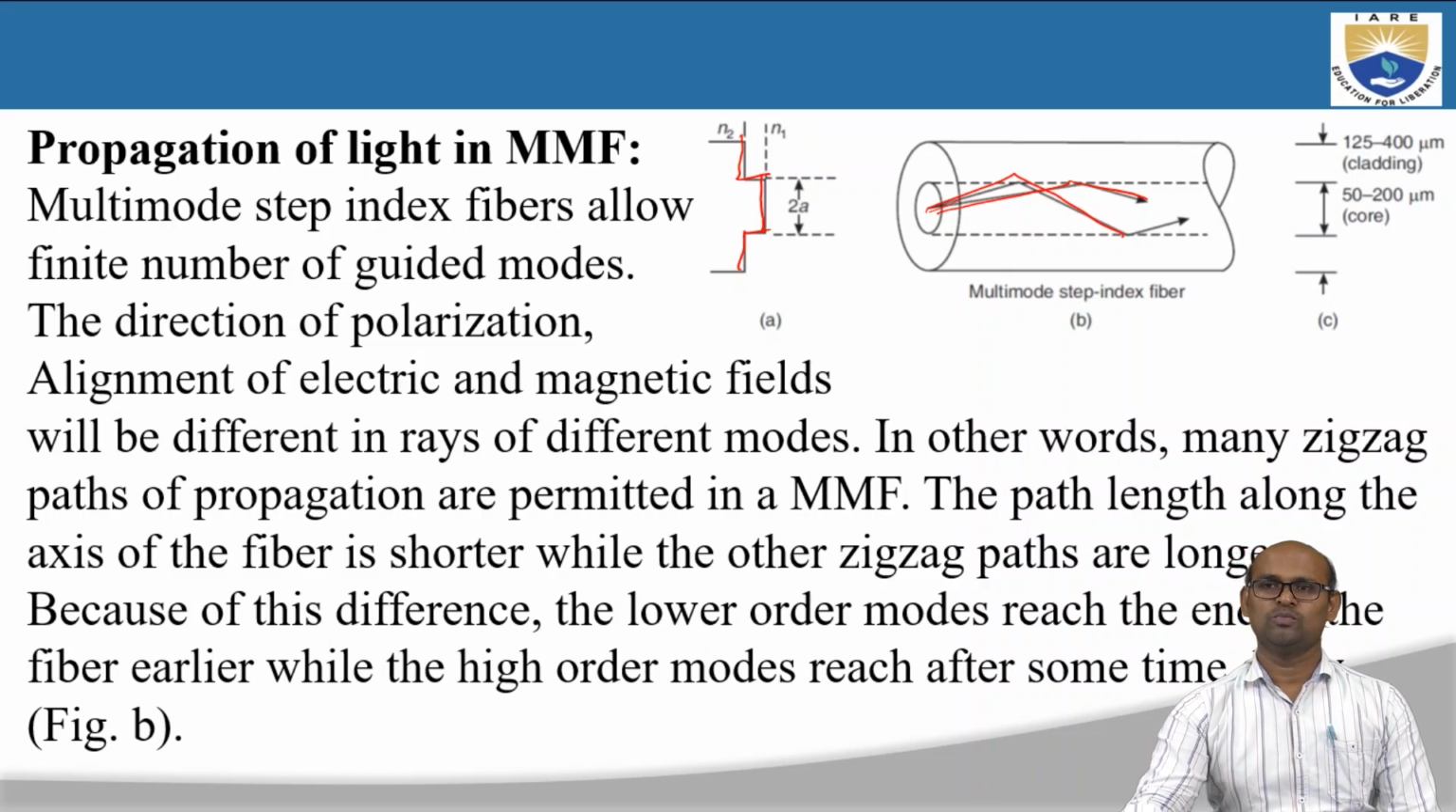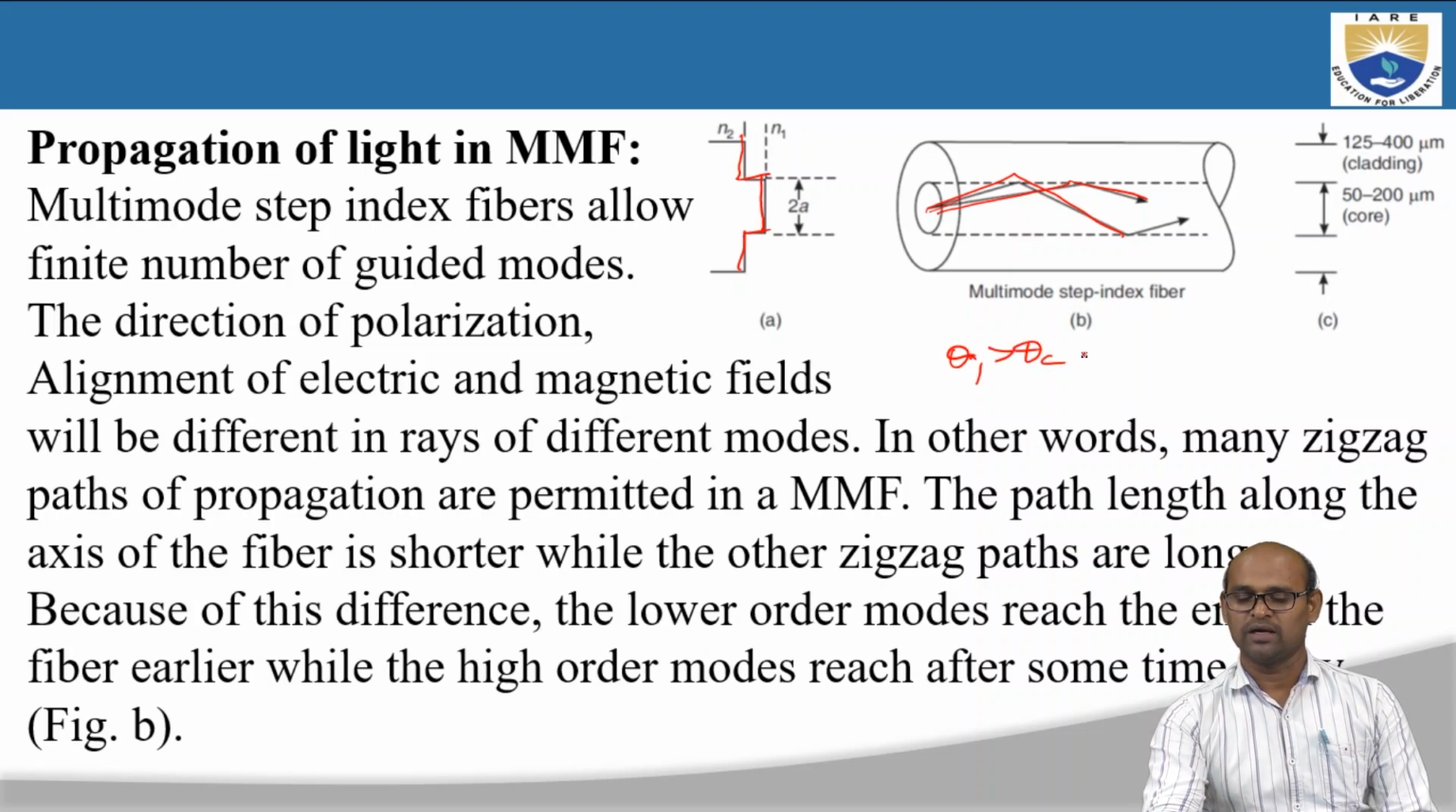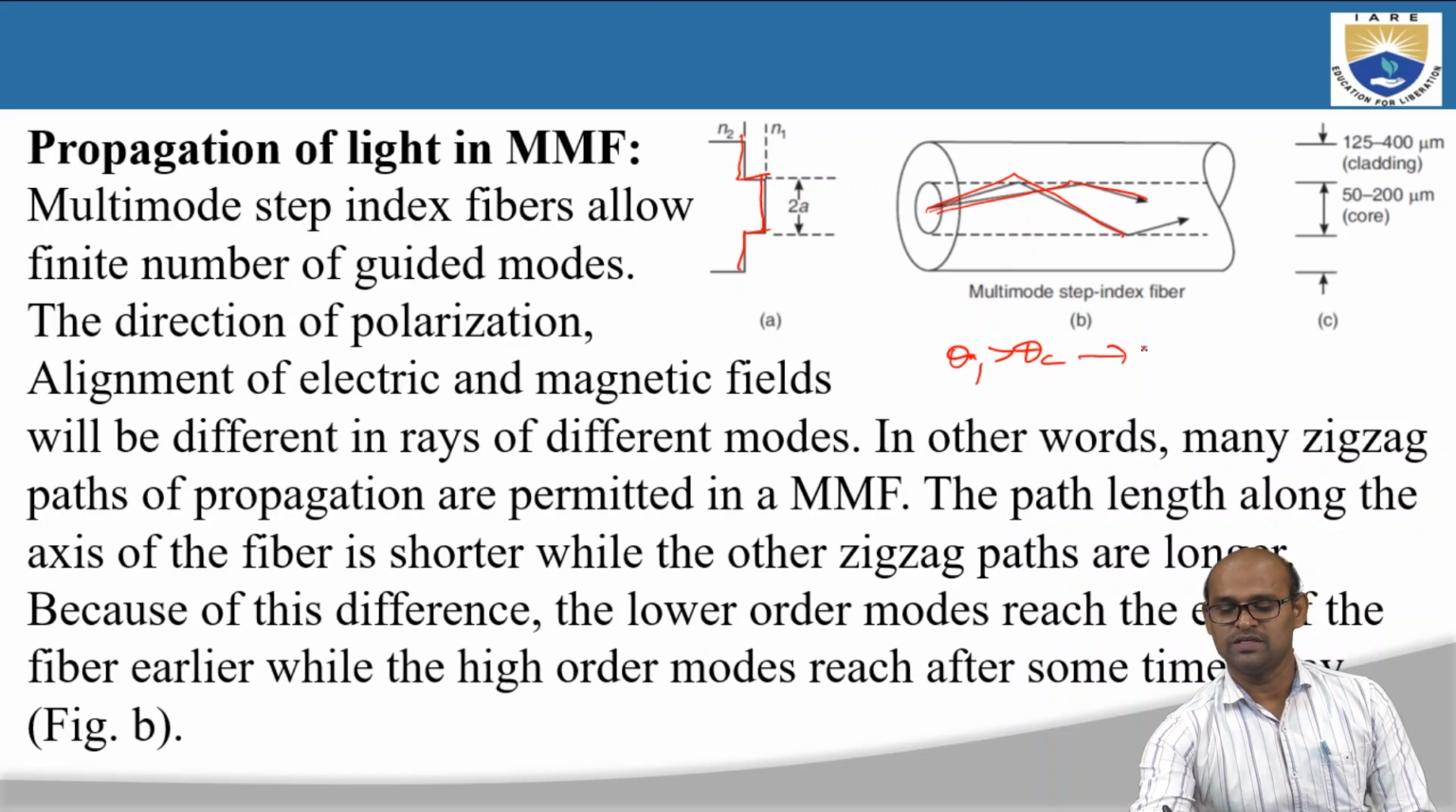A mode is nothing but the allowed path of light in which light waves are in phase, and lower order modes are the ones in which the launching angle theta i is greater than the critical angle theta c.